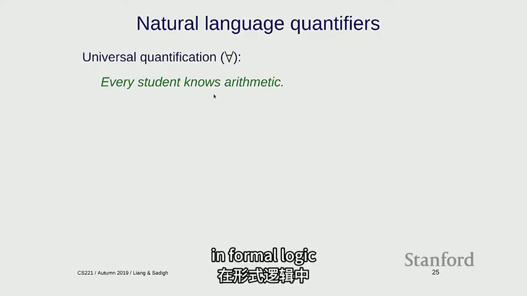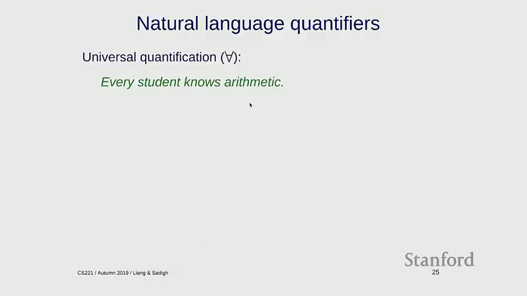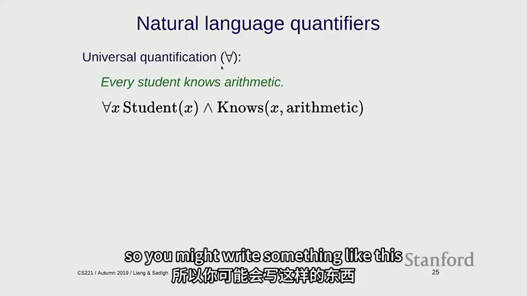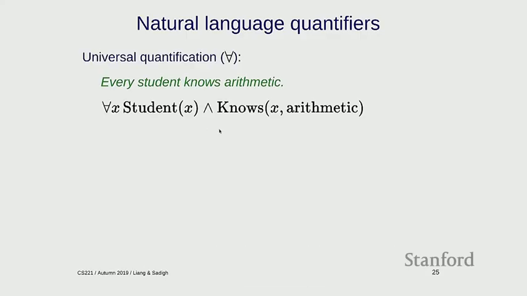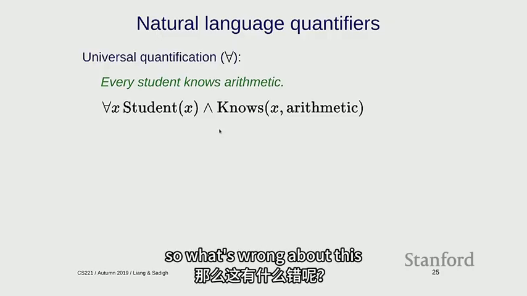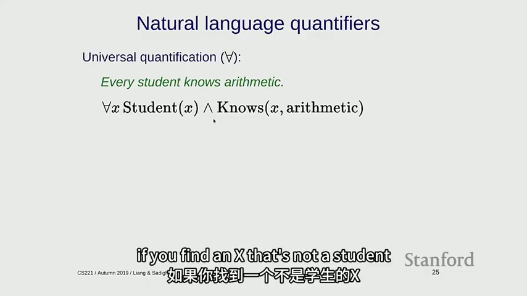in formal logic? Every student knows arithmetic. Every generally refers to for all. So you might write something like this. But this is wrong. So what's wrong about this? Not every x. Sorry, say again? Not every x. If you find an x that's not a student.